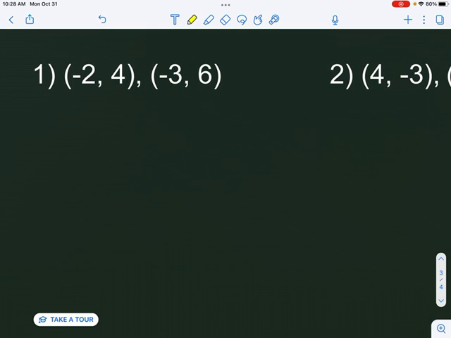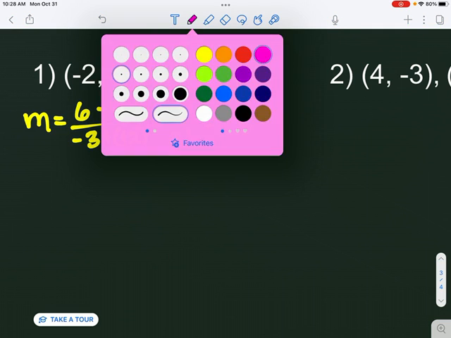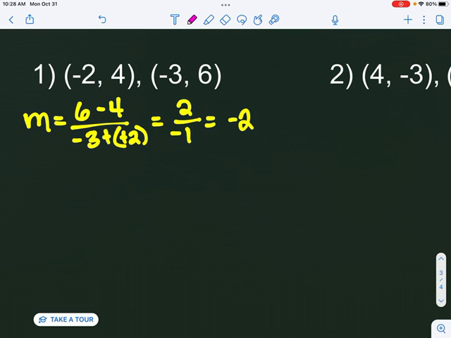So the first thing we're going to do is find our slope. I'm going to go 6 minus 4 over negative 3 minus negative 2. So 6 minus 4 is 2. Negative 3 plus 2 is negative 1. So my slope is negative 2. Now I'm going to take that with one of the points. It does not matter. I'm just going to use this one. Here's my x, here's my y. So right now, here's what I know. I know that my equation is y equals negative 2x.